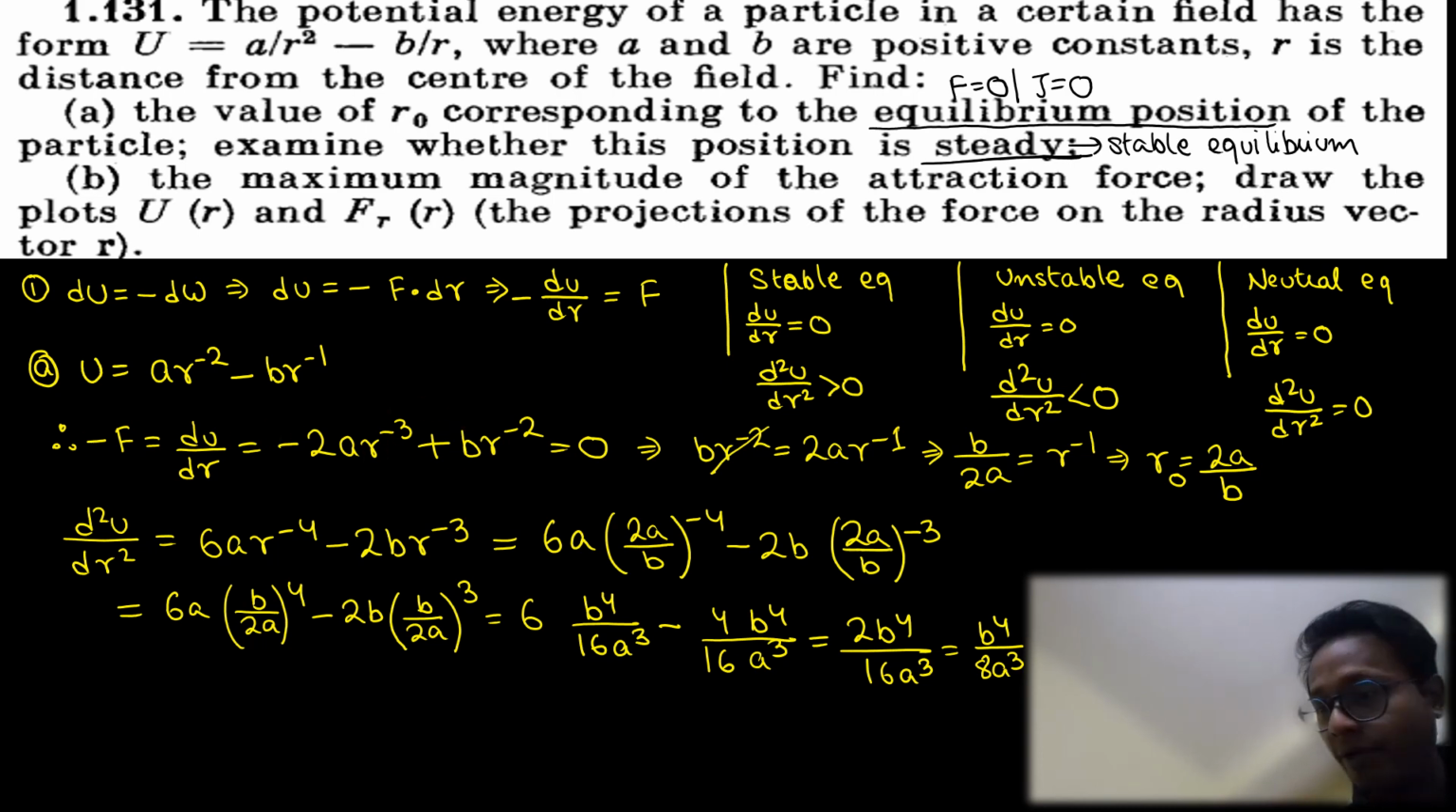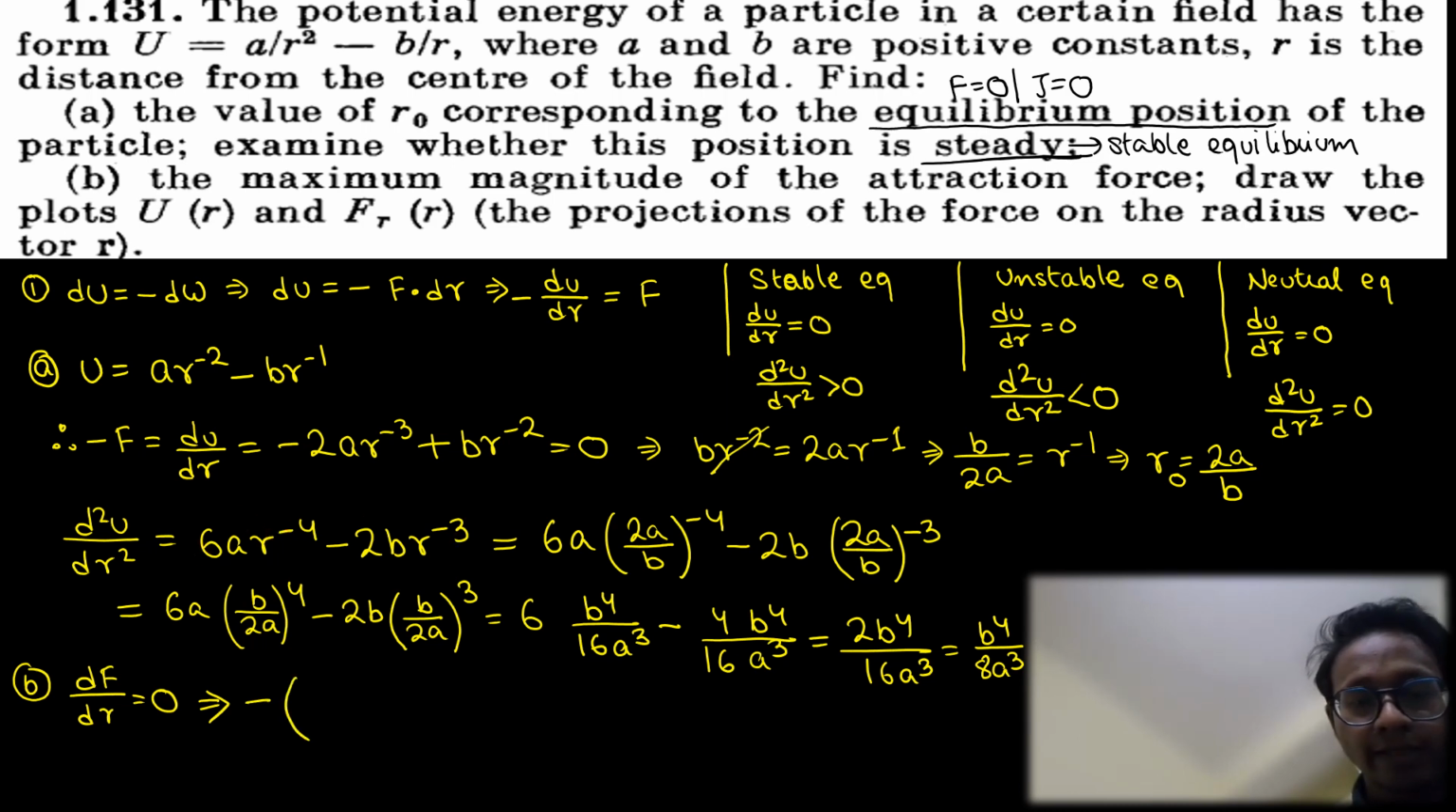In physics, whenever you have to find out maximum or minimum, we just differentiate and make it equal to 0. So for maximum force, df by dr should be equal to 0. And what is df by dr? If minus f is equal to this term, then df by dr is obtained by differentiating this term with respect to r and multiplying by negative. So df by dr equals minus of this entire term, 6a r to the power minus 4 minus 2b r to the power minus 3, equal to 0.